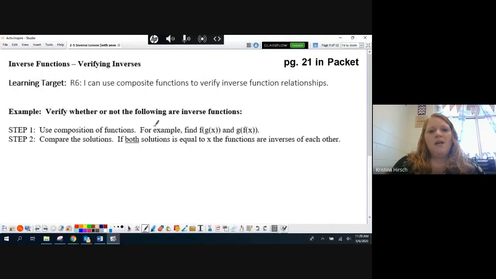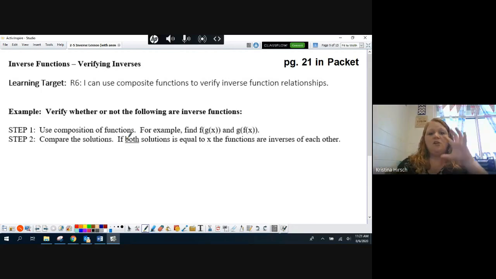All right, so here we're going to talk about verifying inverses. The first thing is our learning target: you have to be able to use composite functions, the f of g of x, g of f of x type stuff, to verify that two functions are indeed inverses of each other. So you're going to use composite functions, but you're going to compare the solutions. If you have two functions, you're going to take one function and substitute it into the other one, f of g of x.